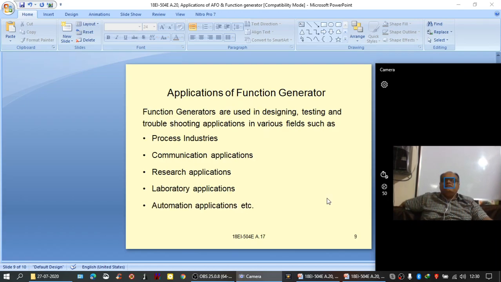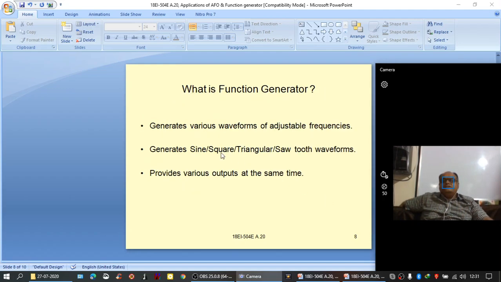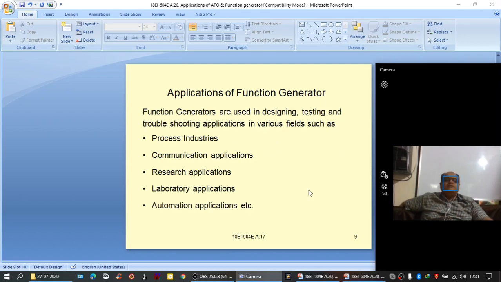And in the case of function generators, we have already discussed what a function generator is. A function generator generates waveforms of adjustable frequencies, generates sine wave, square wave, triangular wave, sawtooth waveforms, and provides various outputs at the same time. What are the applications?